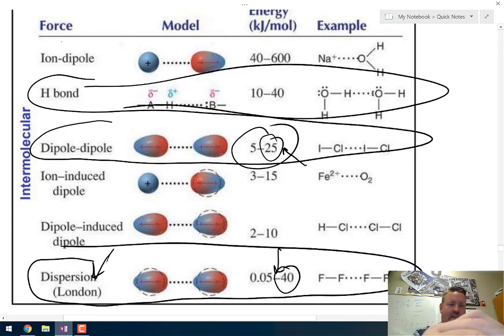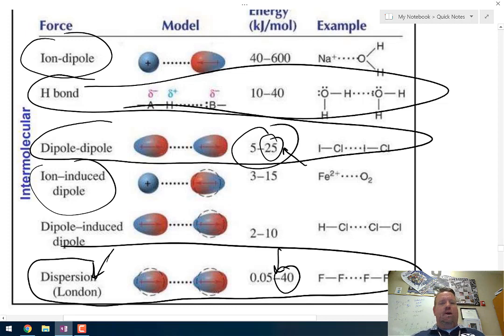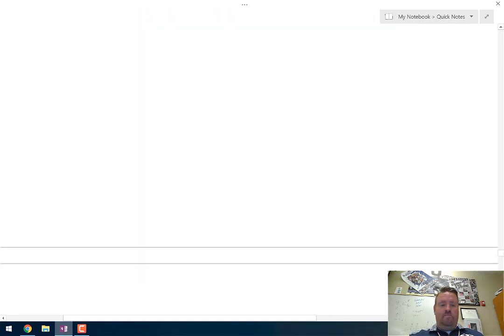And then you can have ion-dipole, then the ion-induced dipole, which would be an ion in a nonpolar compound. And then you've got dipole, polar, in a nonpolar compound. Again, that's like water and oil, where if it's too weak, they won't attract each other at all.